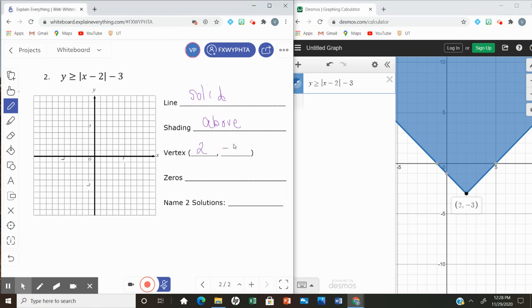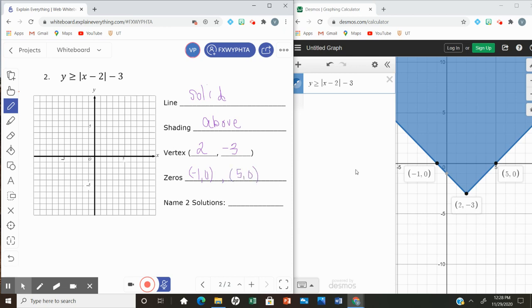And just going back to the lessons before the break, remember the vertex can be found with the x-coordinate inside the absolute value bars and the y-coordinate outside. This graph moved right 2 and down 3. Okay, so we also need the zeros. So I'm going to go ahead and click on where it crosses the x-axis. So we have negative 1, 0, and we have 5, 0.